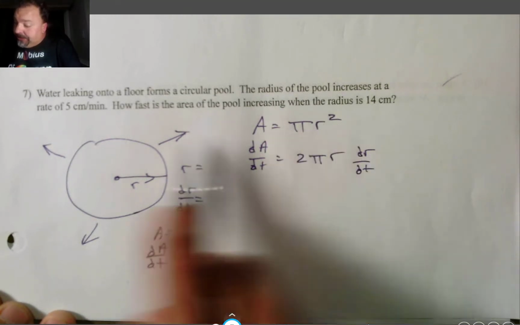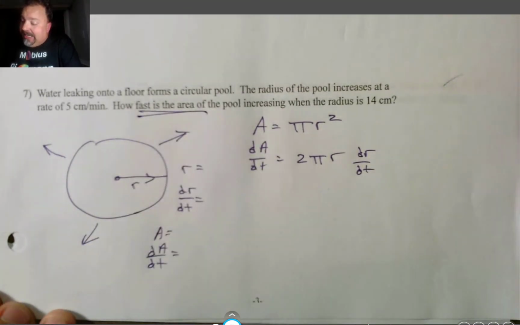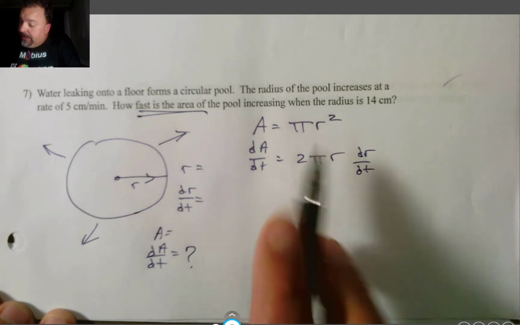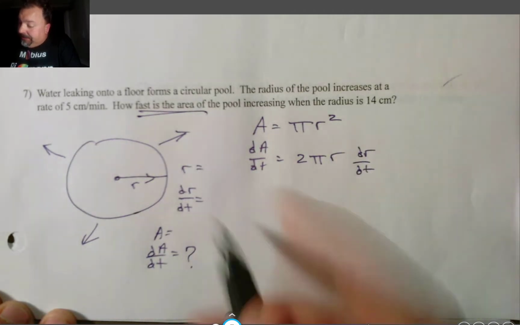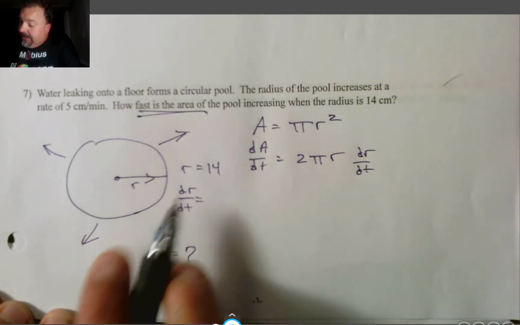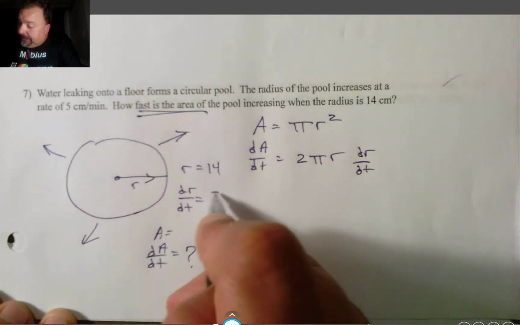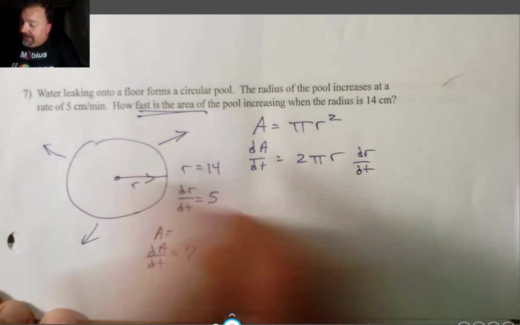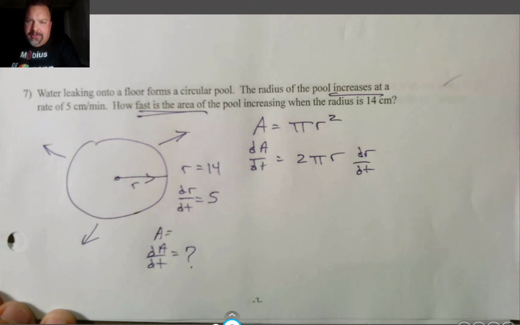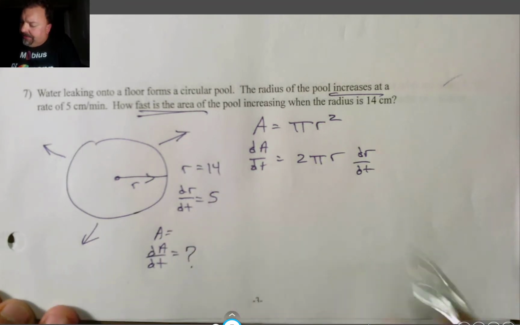And now what do we want to solve for? We want to solve for how fast is the area changing. We know that at a particular time the radius is going to be 14. We know that the rate of change for the radius is 5. It's going to be positive because the pool is increasing. So that's going to be a positive 5.